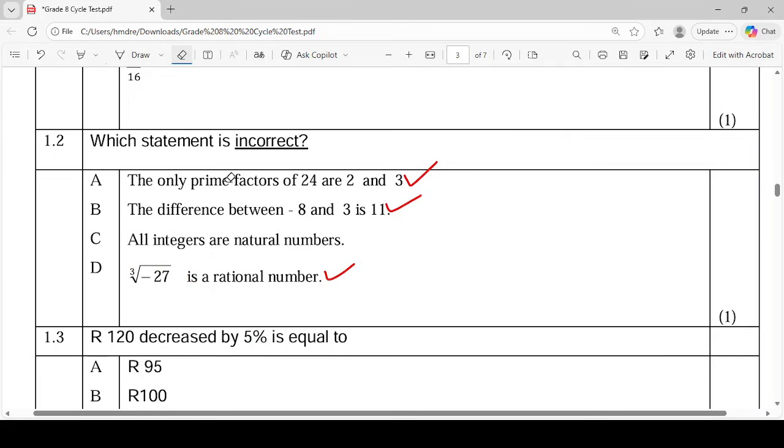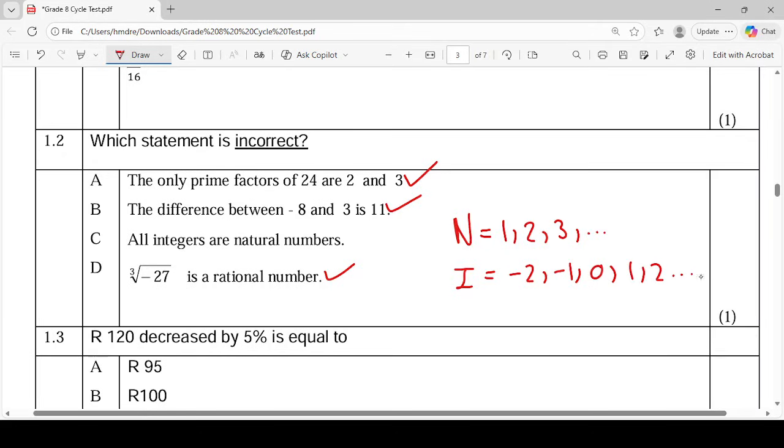And if we have a look at statement C, it says all integers are natural numbers. So let's just check. So natural numbers are our counting numbers. So 1, 2, 3, and so on. Integers is negative and positive. So it's -2, -1, 0, 1, 2, and so on. They are saying that all of these integers are natural numbers. We can see that's not true because integers have these negative numbers, which are not natural. Okay, so this one's answer is C, is incorrect.